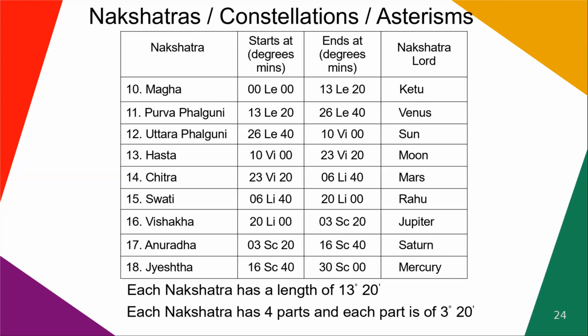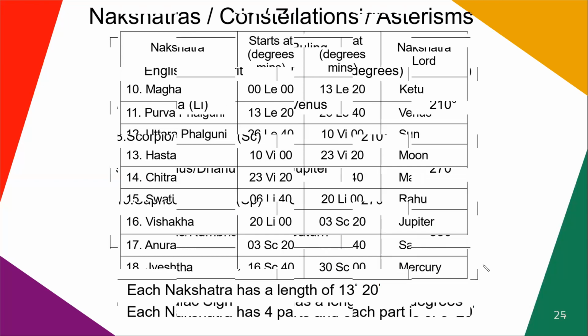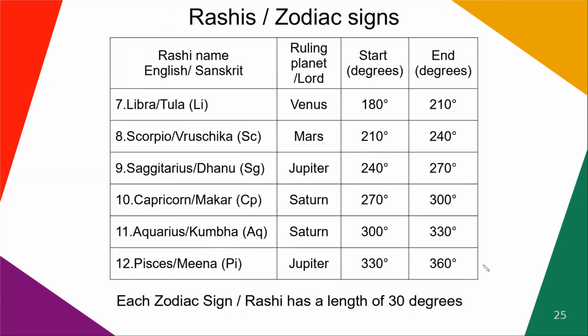By now, you must have memorized that each nakshatra has a length of 13 degrees and 20 minutes, and each nakshatra is further divided into 4 parts or padas, and each pada is of 3 degrees 20 minutes. So one must patiently dive into this science slowly and steadily, understanding the foundations thoroughly. In the next slide, we will learn about the second pillar of Jyotish, that is Rashi.